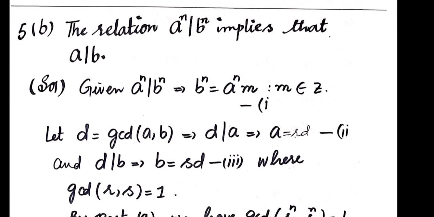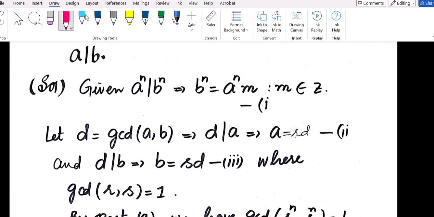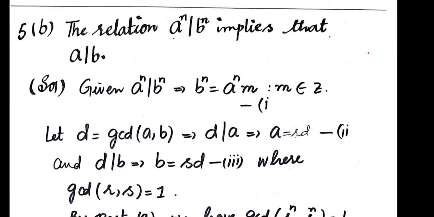This question says, if A raised to power n divides B raised to power n, this implies that A divides B. If some integral power of A divides the same power of B, this implies A divides B. It is given that A raised to power n divides B raised to power n. So by definition of divisibility, there exists an integer m such that we can write B raised to power n is equal to A raised to power n times m.